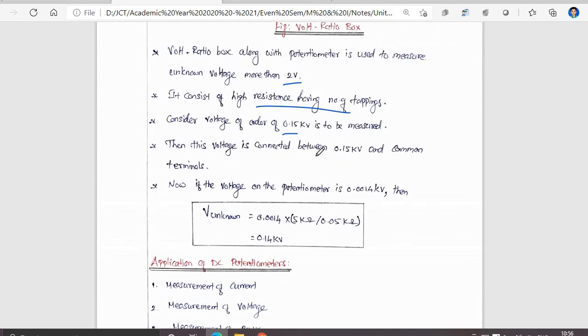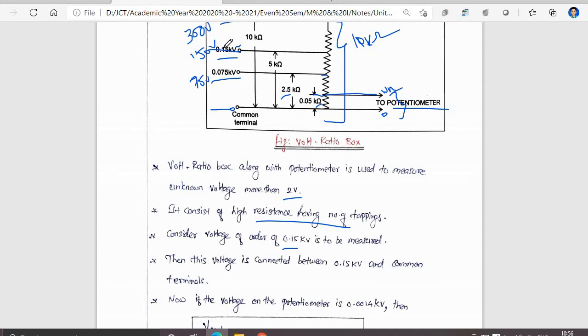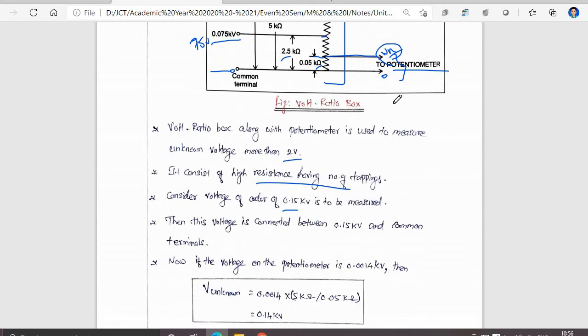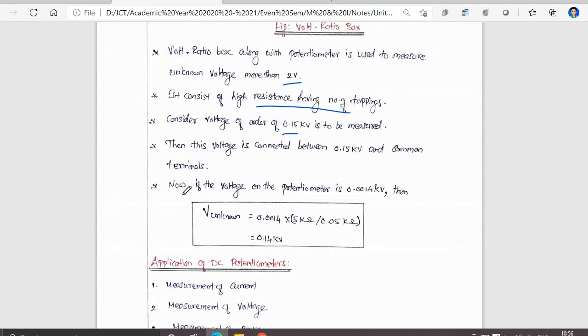What is the value of the unknown voltage? I have to connect the input source at 0.15 kV, and how much output will be delivered by this circuit? We don't know the value of the unknown voltage here. So how can we find it? Now the voltage on the potentiometer is 0.014 kV.